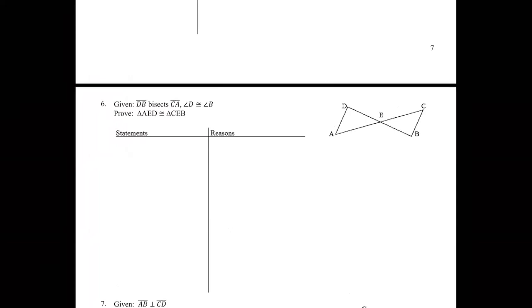So number 6, DB bisects CA. See how it all kind of comes together? It's all part of the master plan. DB bisects CA. So CA is the one that's getting cut in half. DB is the one that's doing the cutting. So DB bisects CA. All right. Now from that, I can say that CA is split into two equal pieces. Right? And those two equal pieces have to be congruent.